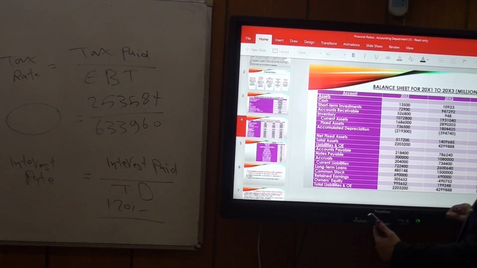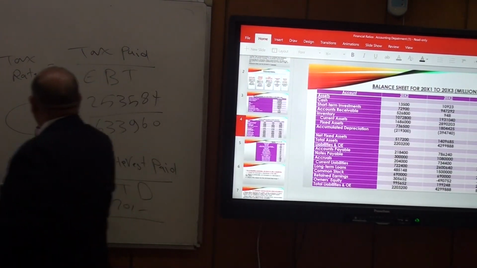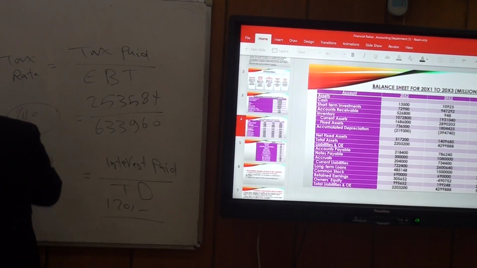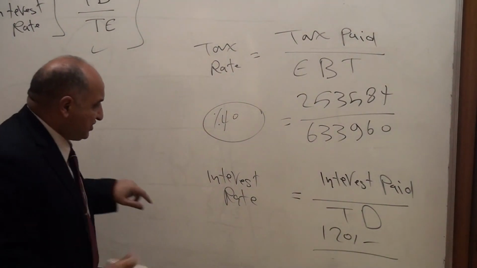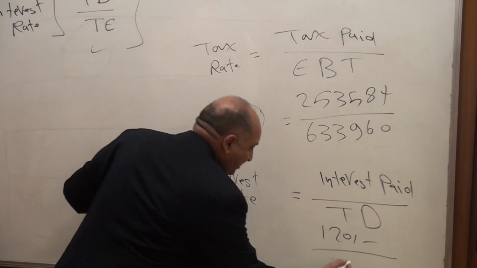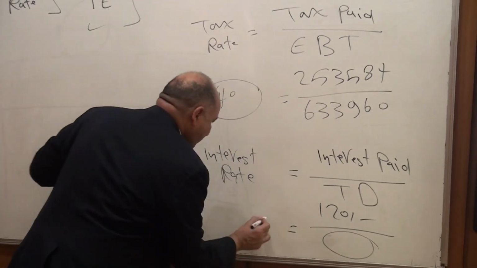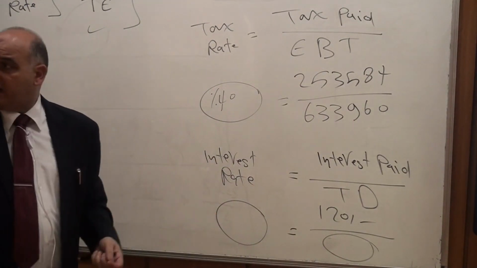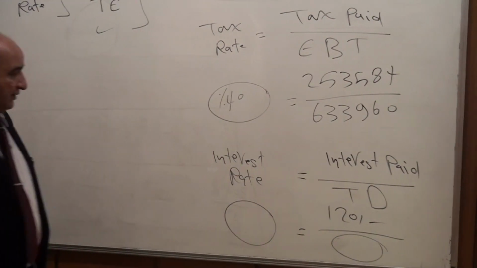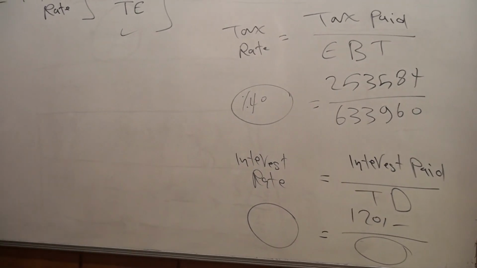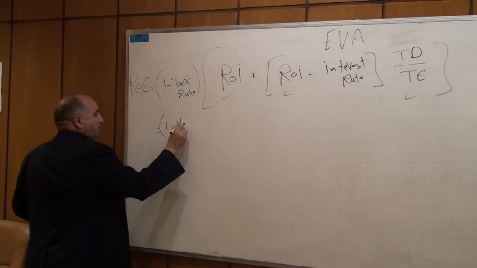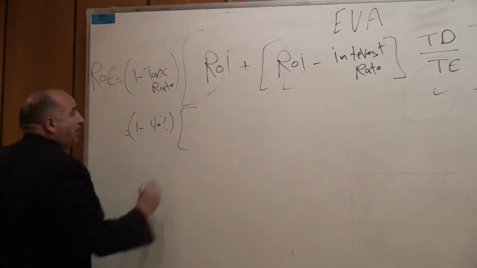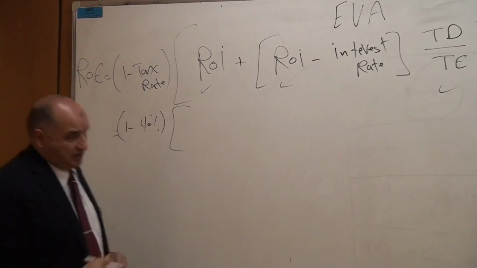The tax rate is exactly as we have mentioned, it is 40%. The interest rate will be 120,000 divided by total debt. In this case, I will get the interest rate. So ROE is 1 minus 40% multiplied by ROI. We calculated the ROI before.